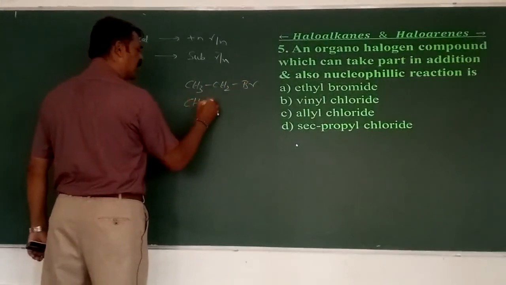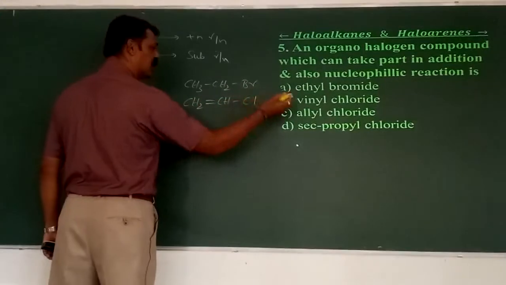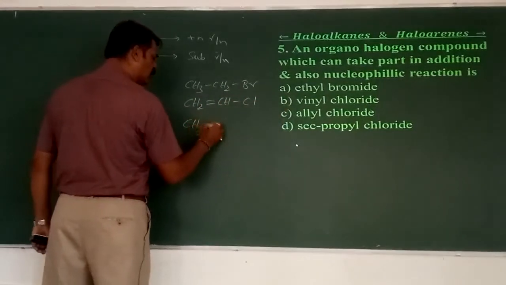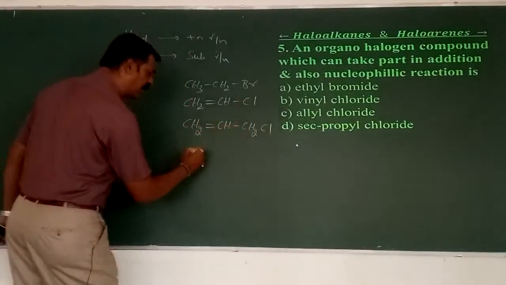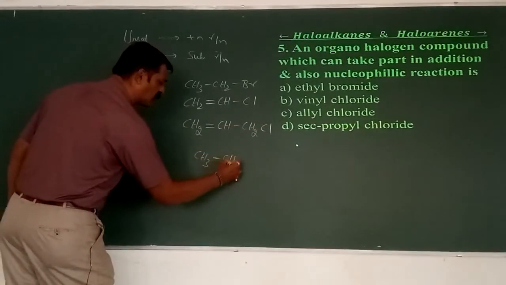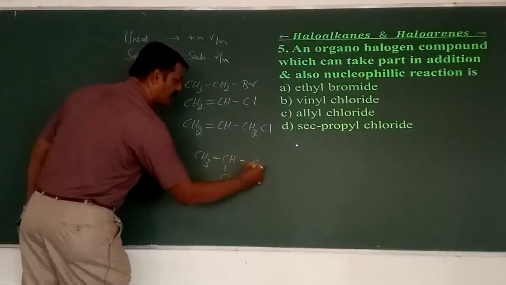Vinyl means what? CH2 double bond CH single bond Cl. Allyl means what? CH2 double bond CH single bond CH2 single bond Cl. Then secondary propyl. Secondary propyl is also called as isopropyl in the form of which one? Chloride.